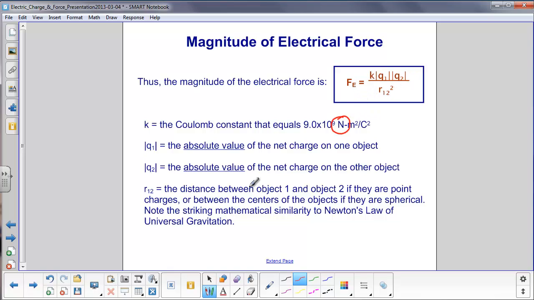Note the striking mathematical similarity to Newton's law of gravitation, right? If we were to write Newton's law of gravitation, that would be Fg equals G, which is the universal gravitational constant, m1, that's one mass, m2 the other, and then the distance between them we write as r12 quantity squared.